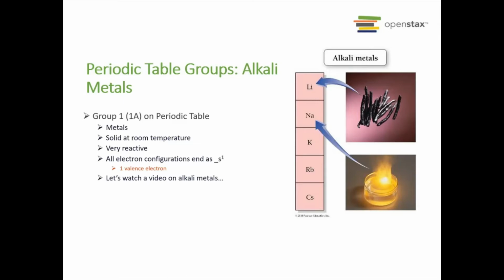So let's talk a little bit more about these different groups. These are also some extra slides from some past books that I've used. And I even have some little videos that we're going to watch. So group 1, also known as 1A on the periodic table, the alkali metals. These are solids at room temperature. Very, very reactive. We haven't talked about electron configurations yet, but they end as something s1. They have 1 valence electron, and we're going to watch a quick video on them. Don't worry too much about the electron configurations. That's just from an old slide.